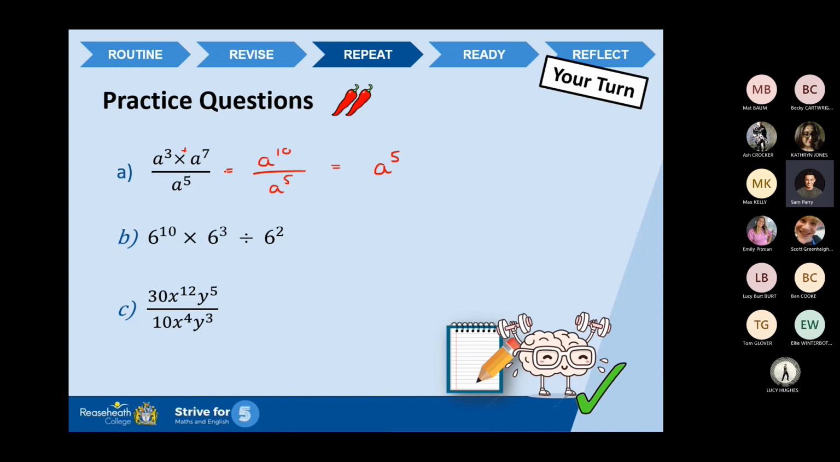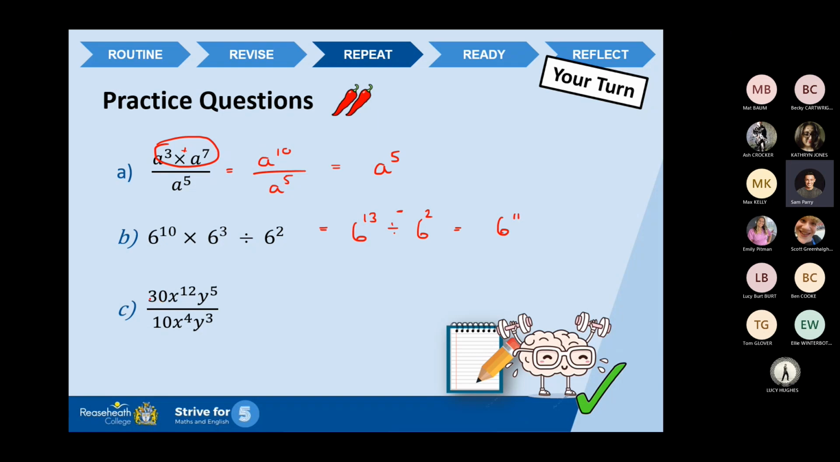But you can see step 1, I've added them. Step 2, I've done my division. Let's have a look at this again. So 6 to the power of 10 times 6 to the power of 3. Well, once again, we're adding them. So it's going to be 6 to the power of 13 divided by 6 to the power of 2. Well, I know that divide means take away. So it's 13 take away 2. So it's 6 to the power of 11.